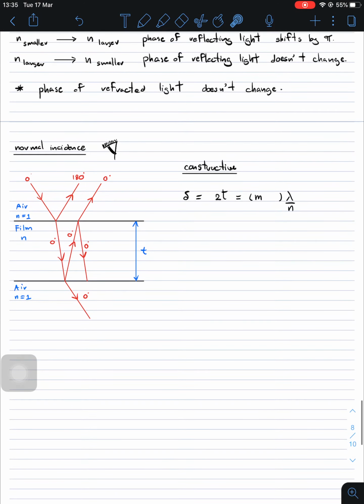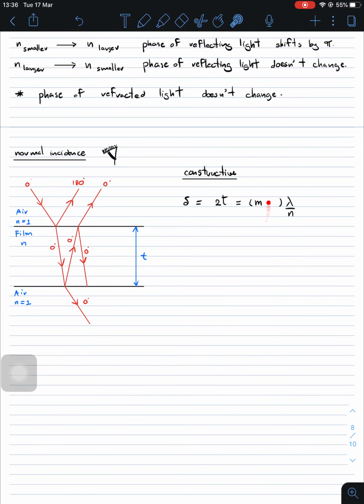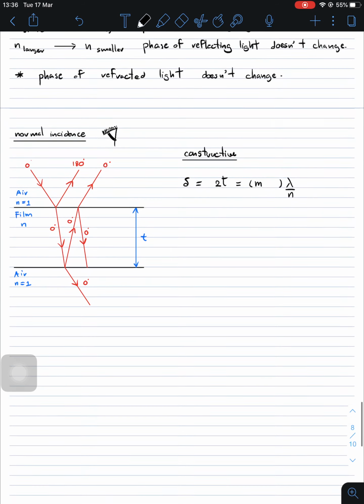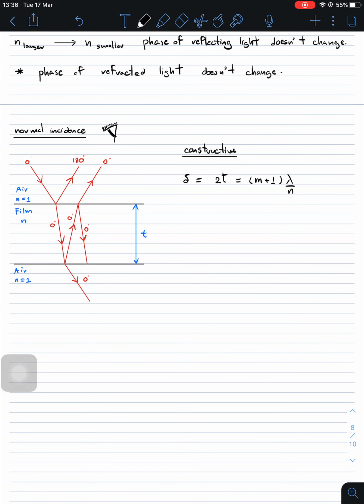But this is a different case. Why do I say that? Because the phase difference between these two waves equals 180 degrees. It corresponds to a path difference equal to half of the wavelength. It means that if we want to get constructive interference, we need to shift this by 1/2, or by half of the wavelength. So we need to add 1/2 to this equation, and that's it. So this gives the path difference between these two light rays for constructive interference.